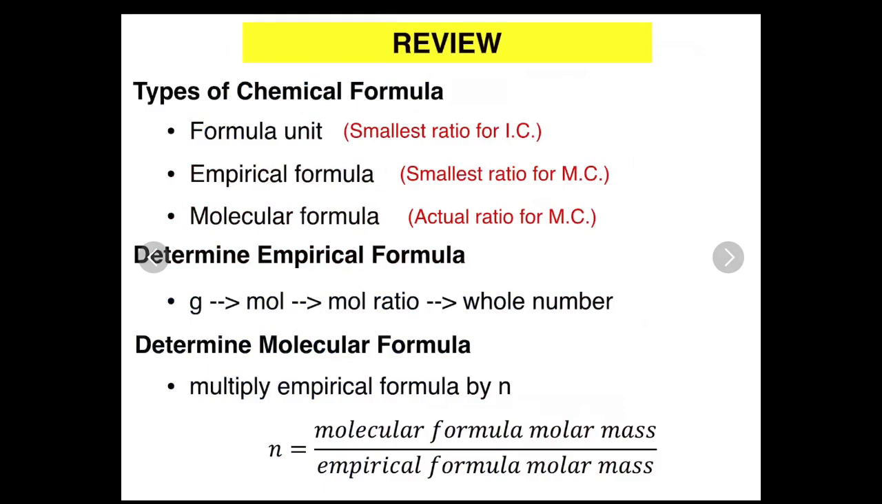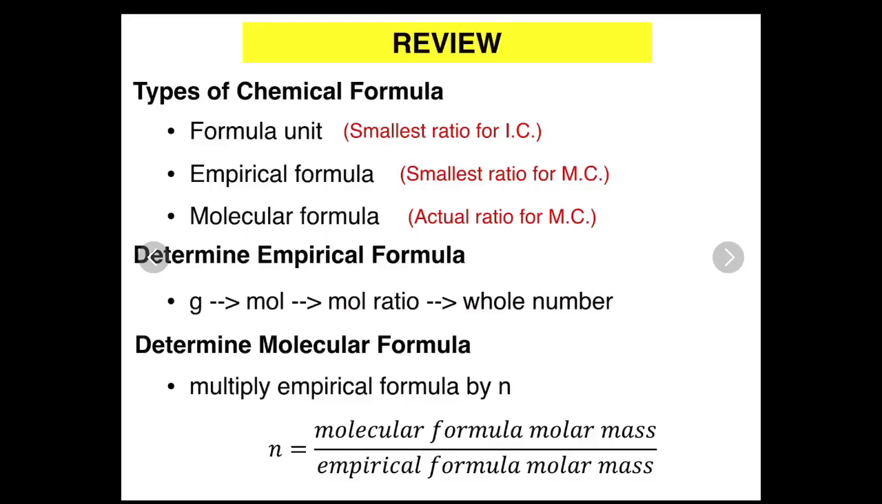We see different types of chemical formula. The empirical formula describes the simplest ratio and is used for ionic compounds, while the molecular formula is used for molecular compounds to describe the actual ratio of the atoms within the compound. The steps to determine the empirical formula: you get the moles first, then find the mole ratio by dividing by the smallest mole, and obtain the whole numbers to get the ratio for each atom.